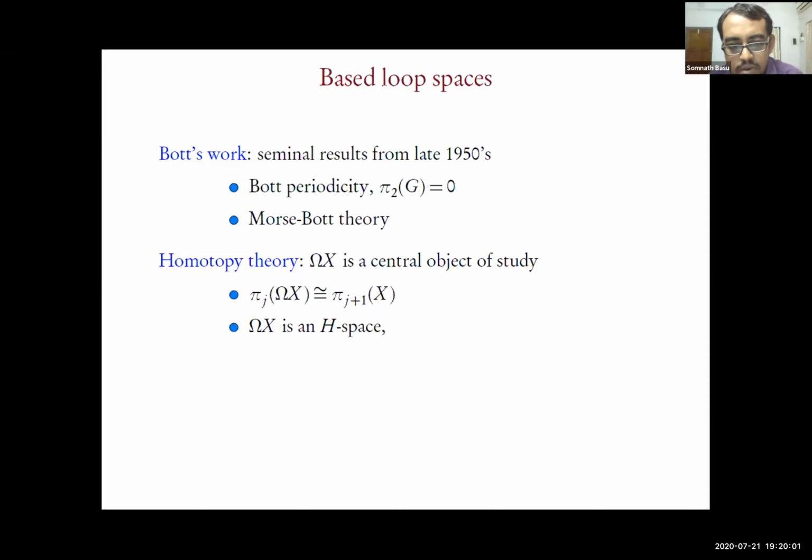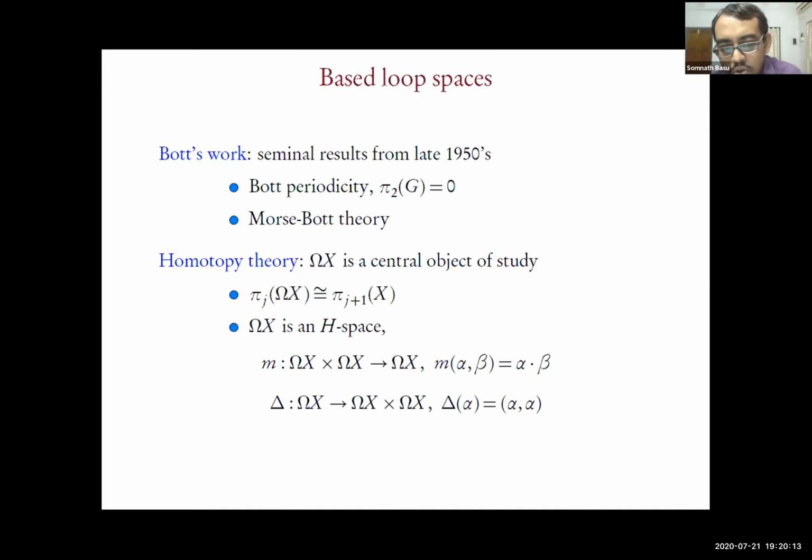So H space means it has some extra structure, meaning it has a multiplication map. What is the multiplication map? Given two loops, you concatenate, right? What is the dual map or the co-algebra map? Well, the co-algebra map is simply the diagonal map. Given a loop, you just take alpha comma alpha. This diagonal map exists for any space. A goes to A comma A. So these two maps combine in a nice way and form what is called an H space.